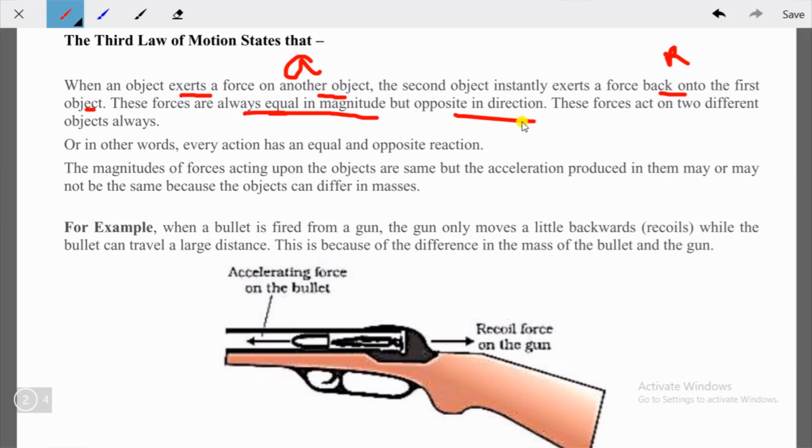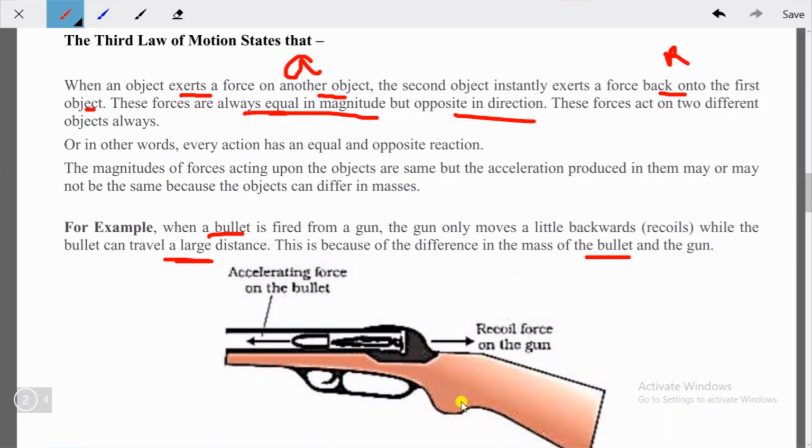So we'll be understanding this with an example. See the example. When a bullet is fired from a gun, the gun only moves a little backwards. That is called recoil, while the bullet can travel a large distance. This is because of the difference in the mass of the bullet and the gun. So simply we can understand this statement of Newton's third law of motion from this example.